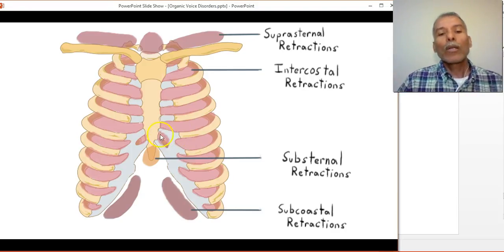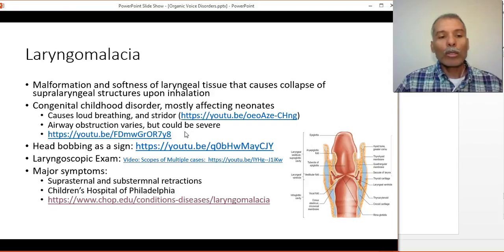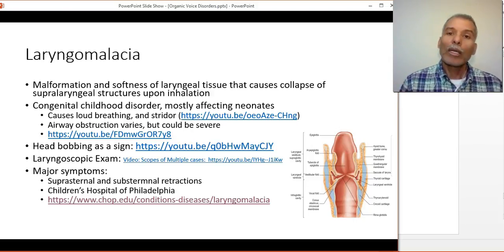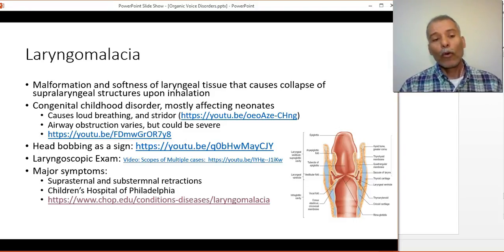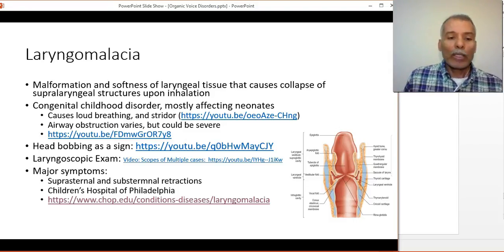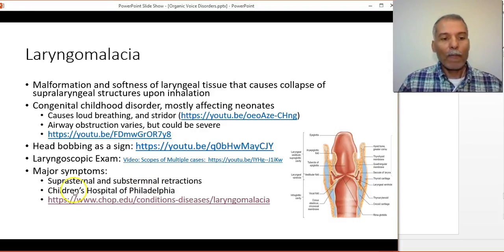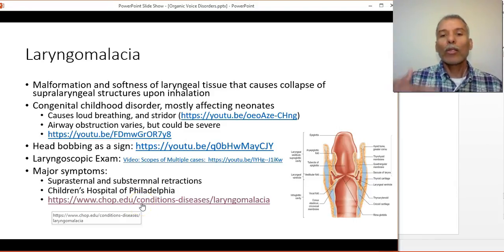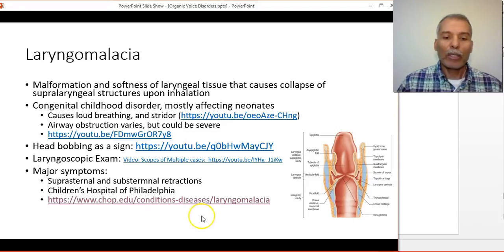So all of these are going to cause abnormalities, of course, in the breathing mechanism. That's going to affect phonation. There is a video here from the Children's Hospital of Philadelphia, where they speak about laryngomalacia, and you will see patients in this video.